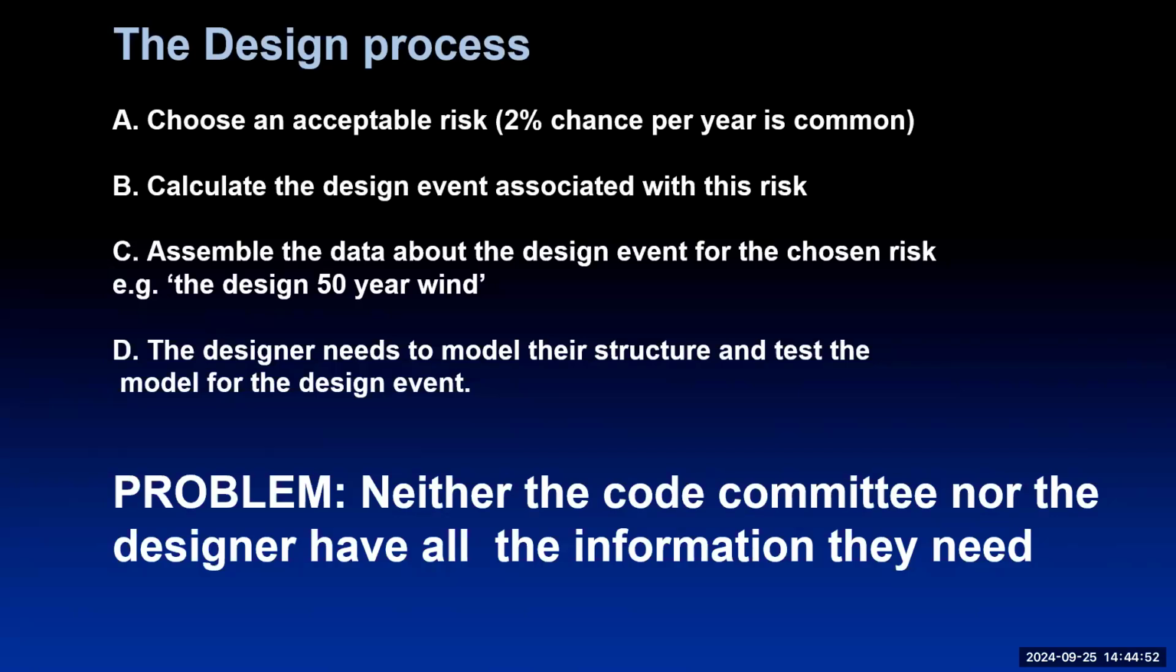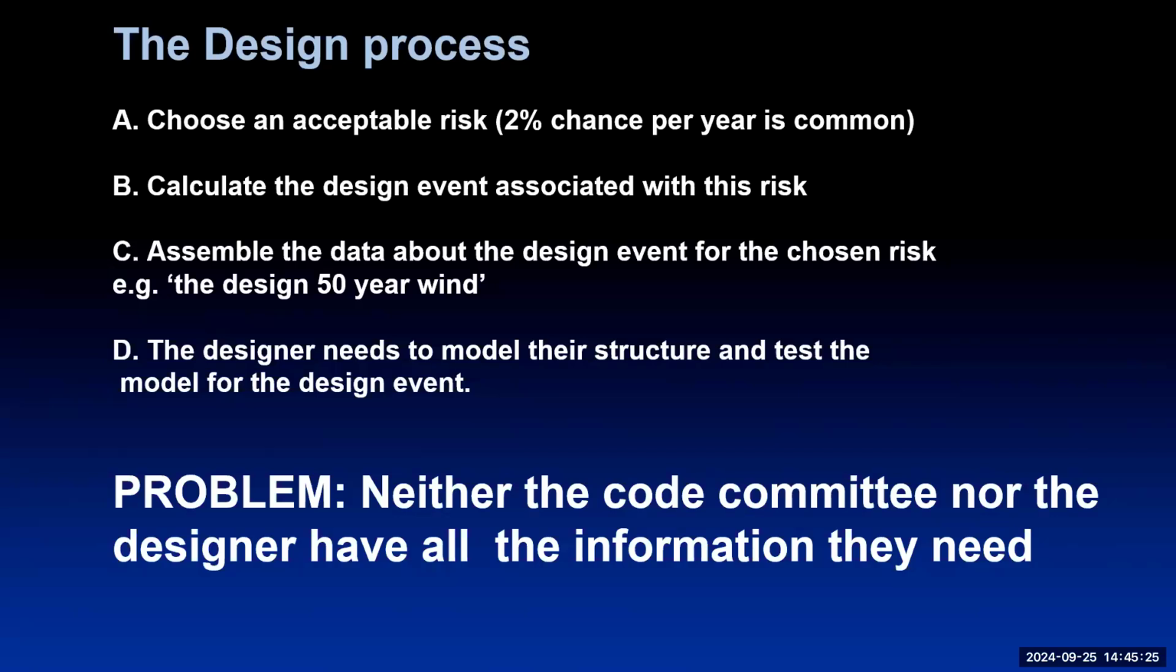Thirdly, assemble the data about the design event for the chosen risk, for example, the 50-year wind, and then go ahead and design your building. You will design it on the basis that you are designing the structure and not the non-structural parts. If you're really good at what you do, you'll include those non-structural parts in with very low stiffness, and you'll see what the response is with that.